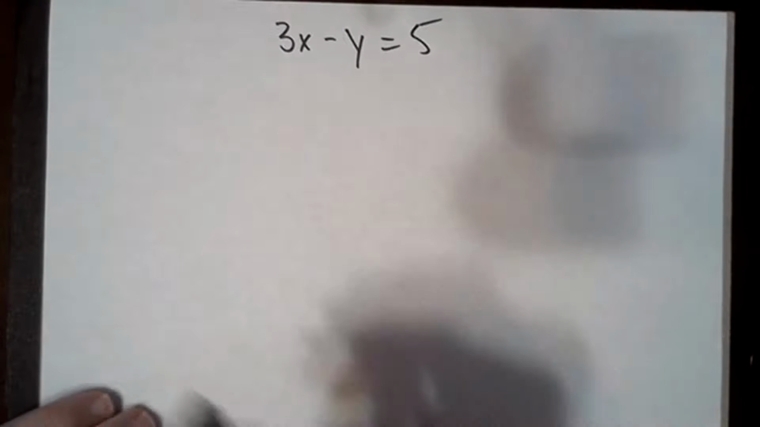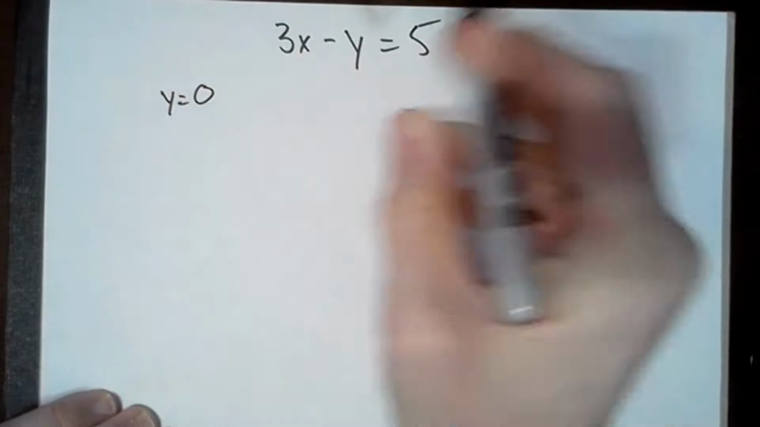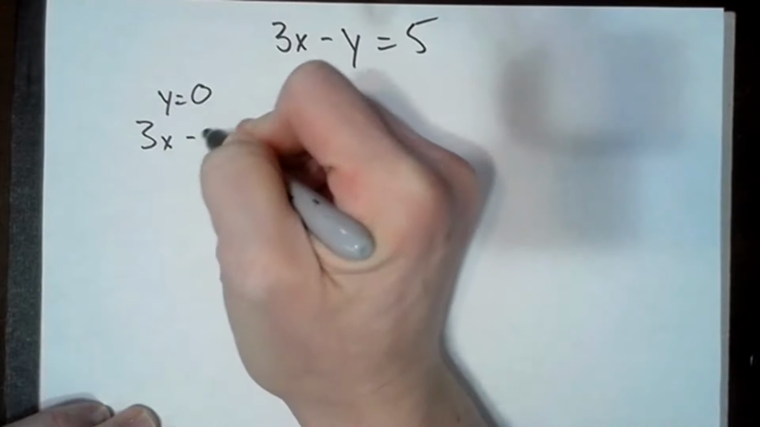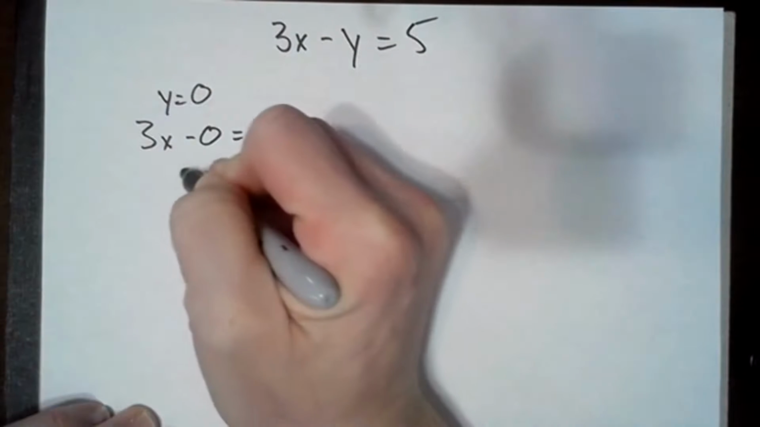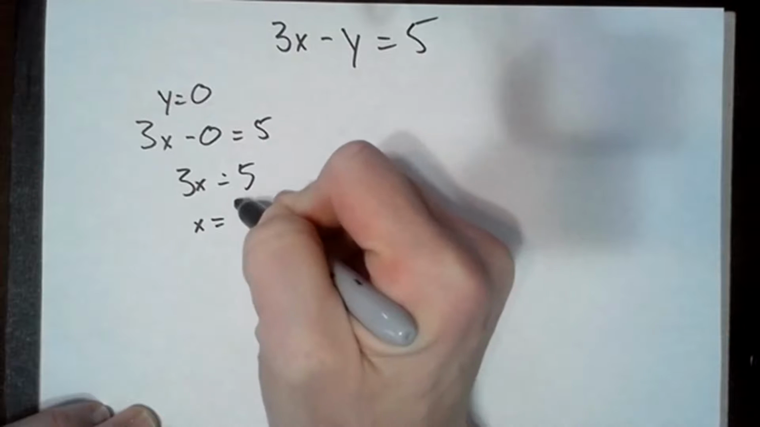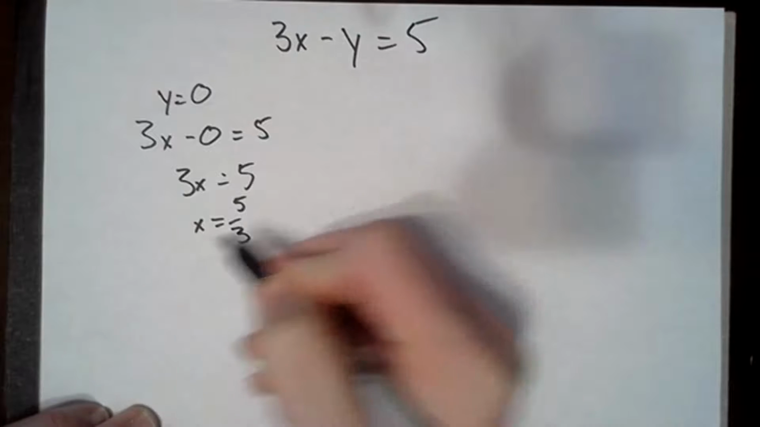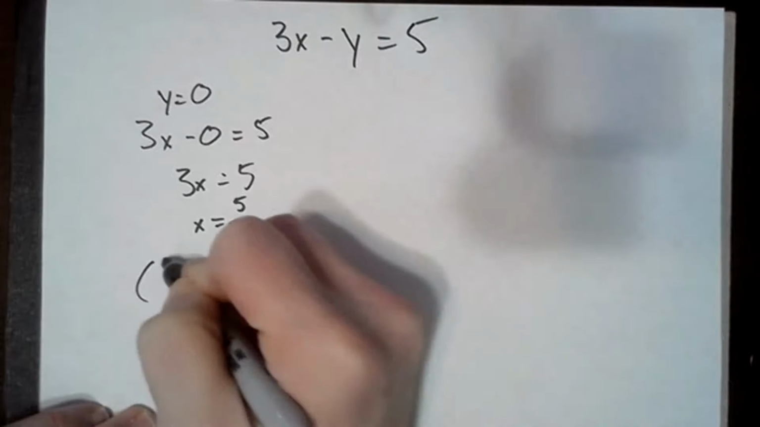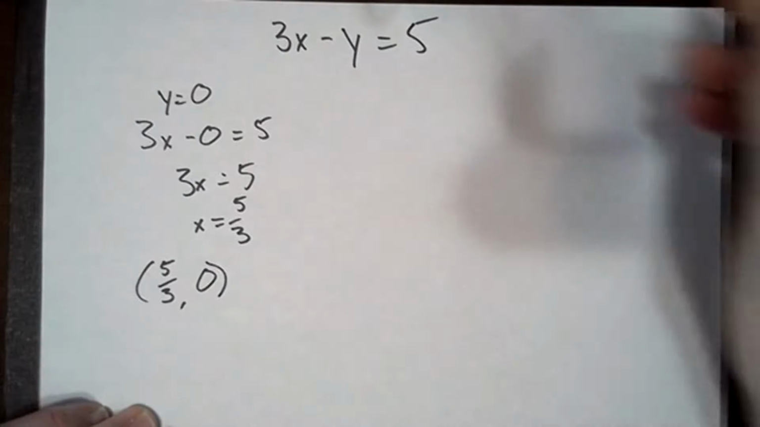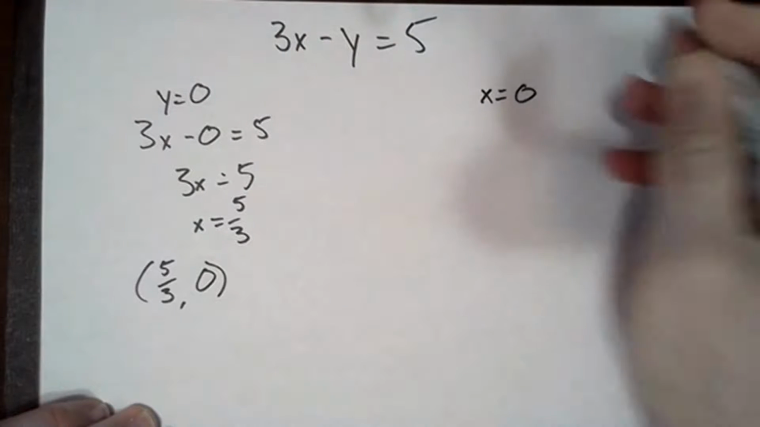So the first thing we do is we let y equal 0 and we solve for x. So that means that 3x minus 0 equals 5, so 3x equals 5, which means x equals 5/3. So that gives us the x-intercept 5/3, 0.